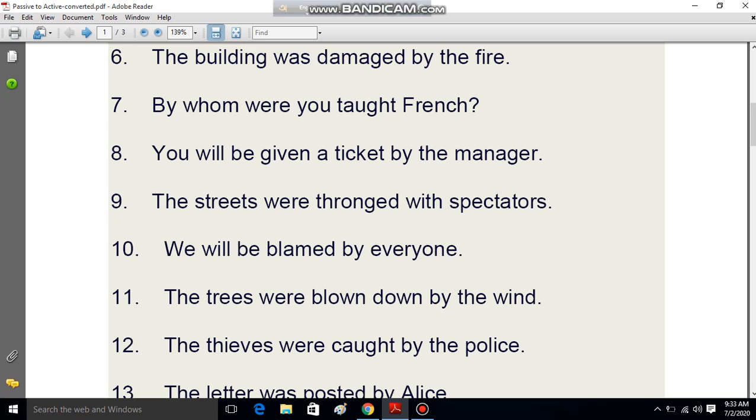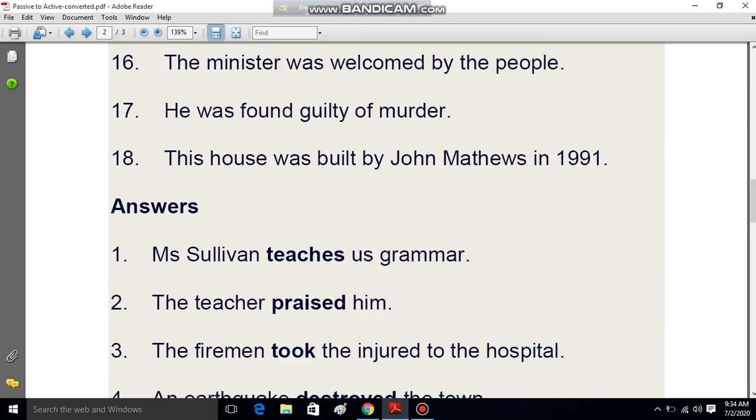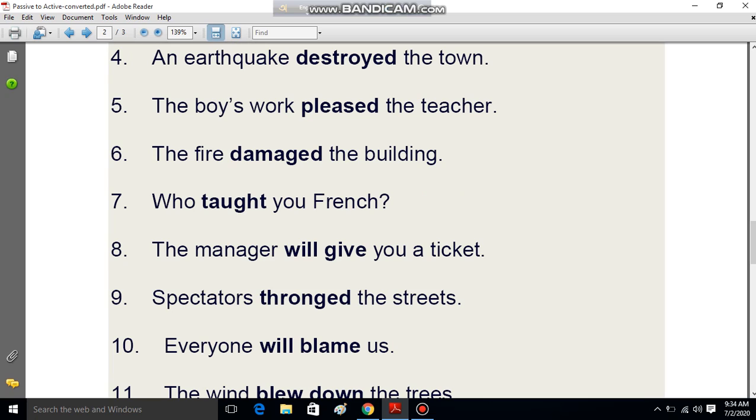Next it comes, you will be given a ticket by the manager. It's actually future tense. As it is will be, we understand that it came from future simple. The structure of future simple is subject, shall or will, V1, object. So the manager will be the subject. The manager will give you a ticket. You understand? Number 8. Yes, the manager will give you a ticket. So this is the first part of today's lecture.